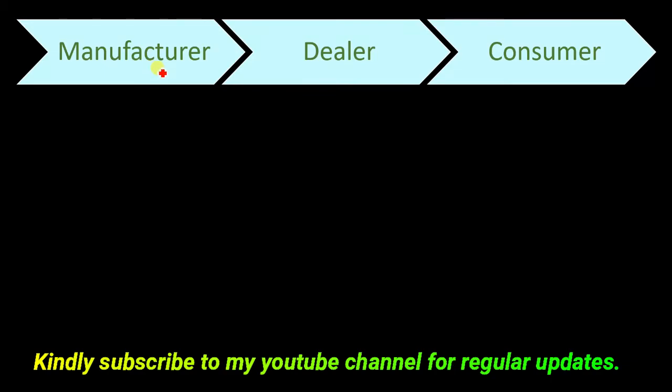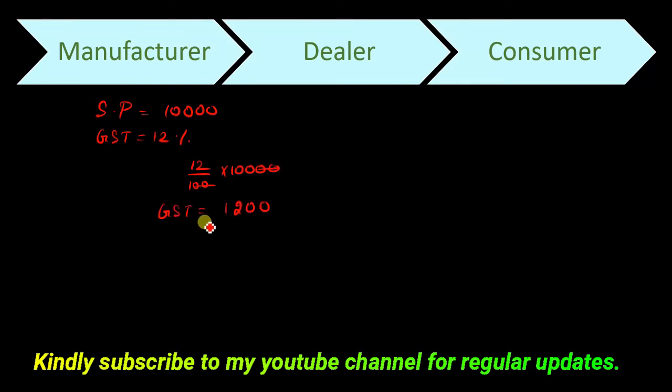Suppose the manufacturer is selling a particular good to a dealer and the selling price of the item is 10,000 rupees and the GST percentage is 12. The selling price will be the cost price for the dealer and he has to pay 12% on this one. When we calculate it, 12 by 100 into 10,000 is 1200. This will be the input tax for the dealer.